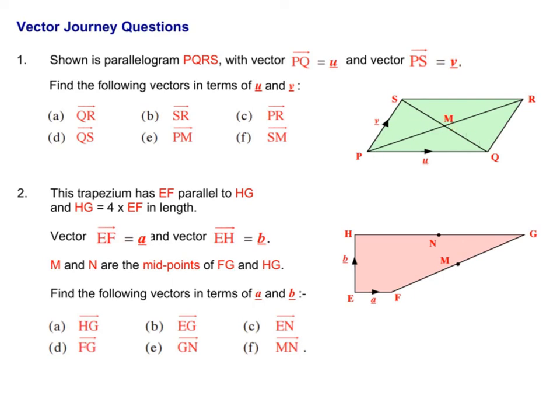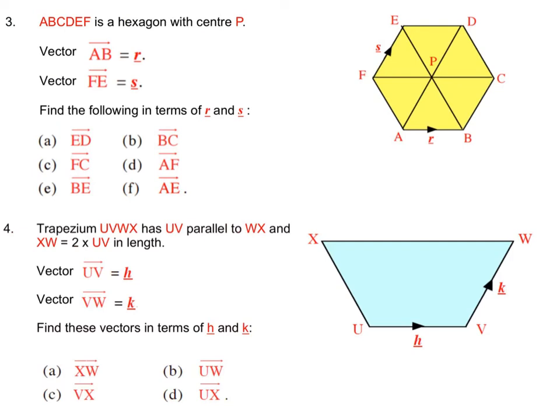We've got a trapezium. We've been told that these sides are parallel. We've been told that HG is 4 times this in length. So 4 of these vectors will make up that. You've then also got some information about a pair of midpoints. Again, tracing your way along this is going to be useful for figuring out some of these later ones. 2 more.